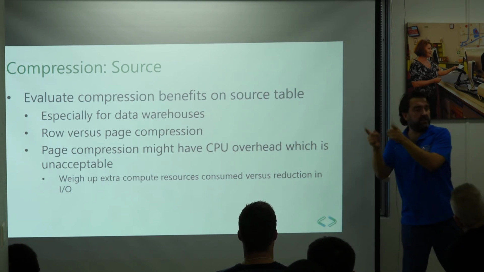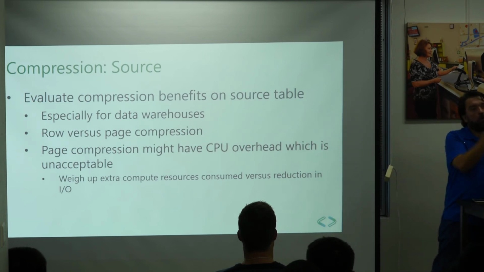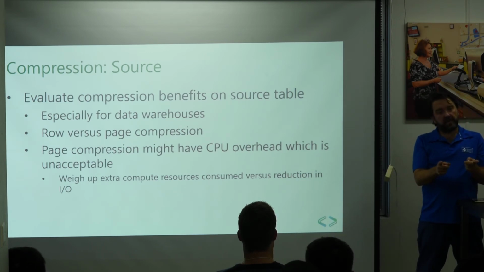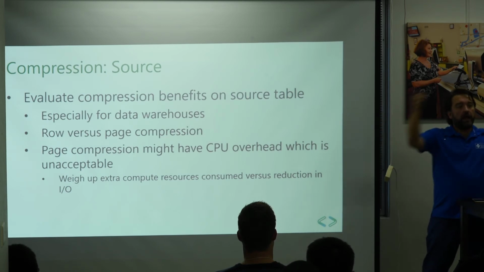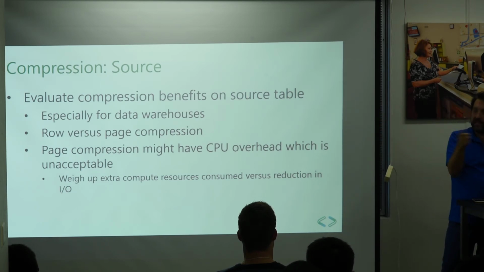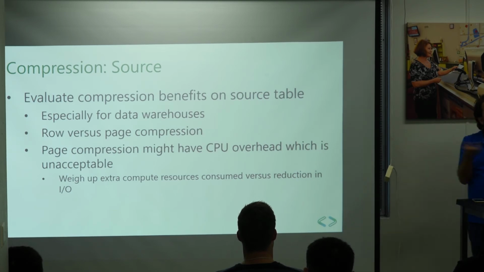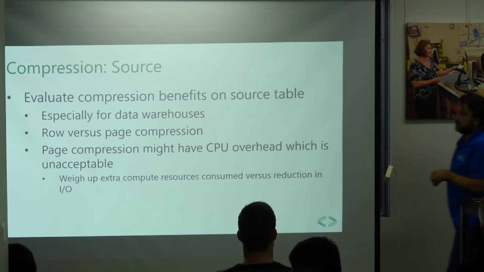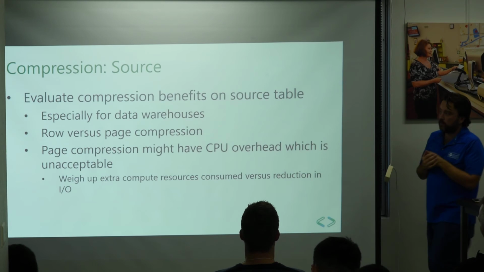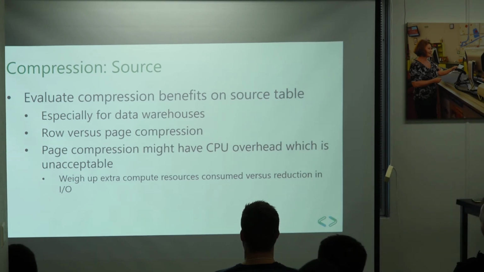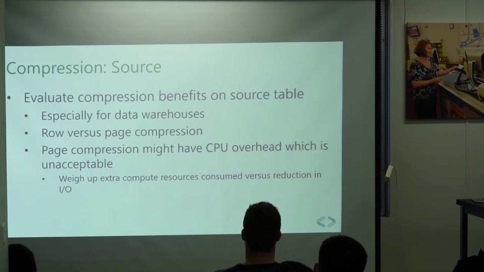So if you're doing that initial select star into or insert with a nested select statement, and you've got a table that used to be 400 gigabytes in size, and you compress it down to 20, 30 gigabytes in size, then that initial population is going to be quicker because you're doing less work on the SAN, etc., going through the buffer pool in this particular case. So also evaluate compression benefits on the source table, especially if you're in data warehouses, so row versus page compression.